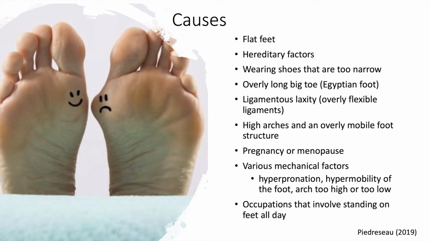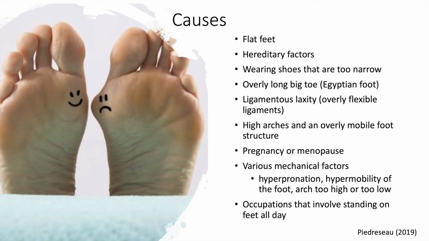Some causes of bunions are flat feet, hereditary factors, wearing shoes that are too narrow, an overly long big toe, also called Egyptian foot, ligamentous laxity, which is overly flexible ligaments, high arches, and an overly mobile foot. Due to high arches, they collapse when walking, putting more pressure on the area that causes a bunion. Pregnancy or menopause also causes your arches to collapse due to carrying the child and the heavier weight.